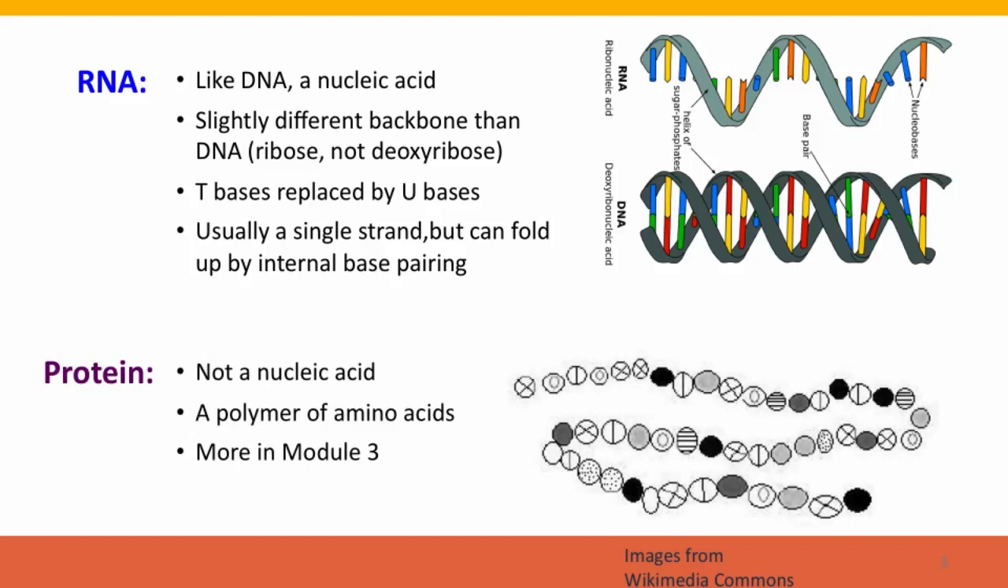Now, protein is a very different kind of molecule. It's not a nucleic acid at all. It's still a polymer. It's an informational polymer. It consists of subunits that are similar in their ability to form a chain, but have different properties. And these subunits are called amino acids. We'll talk a lot more about proteins in Module 3. For now, all you need to know is that the proteins are the enzymes and the structures. Almost all of the working parts of the cell are protein.